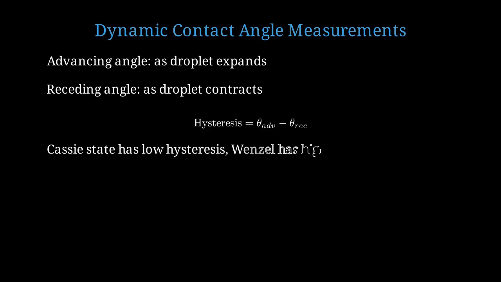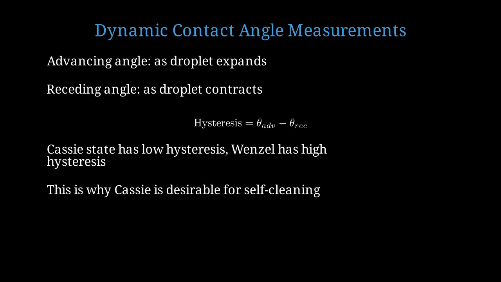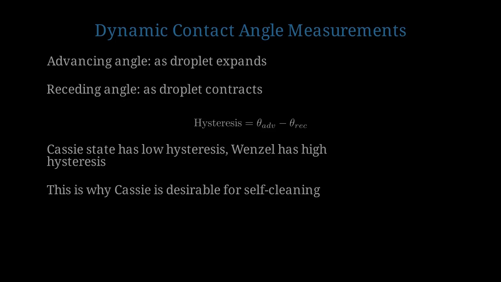The Cassie state typically has very low hysteresis, often less than 5 degrees, because the contact line can easily move over the air pockets. The Wenzel state has high hysteresis because the contact line gets pinned in the roughness valleys. This is why the Cassie state is desirable for self-cleaning surfaces. Droplets roll off easily, carrying away contaminants.